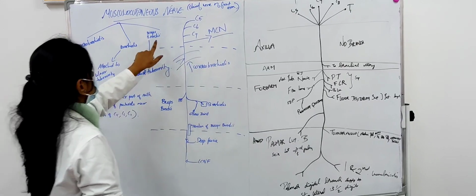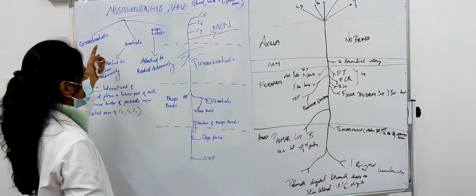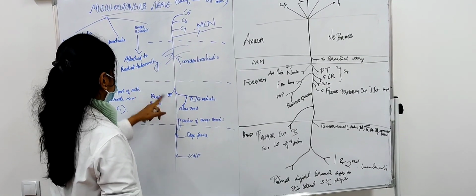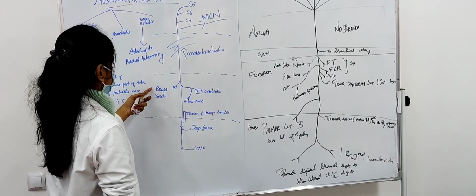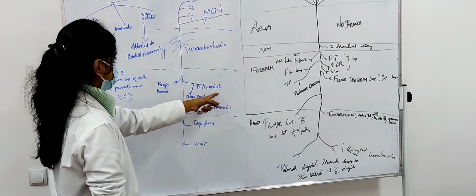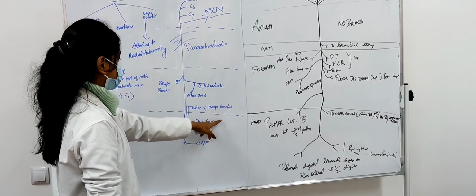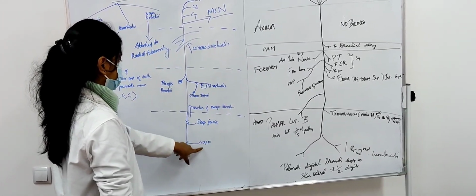Mnemonic: biceps brachii, brachialis, coracobrachialis. In the axilla and arm it divides into the biceps brachii and brachialis, and supplies the tendon of biceps brachii. The last one is the deep fascia, the lateral cutaneous nerve of the forearm.